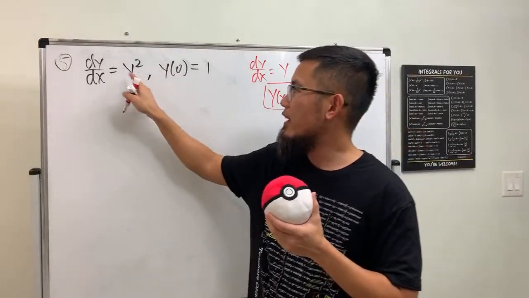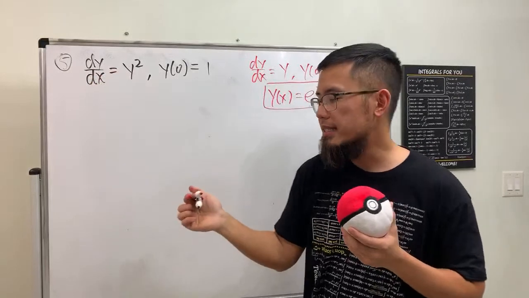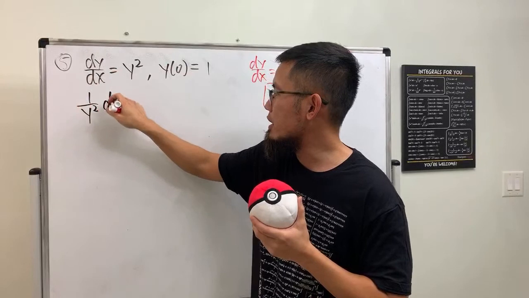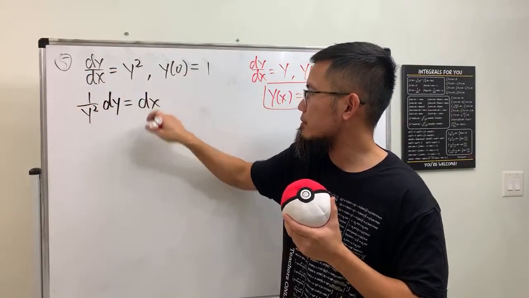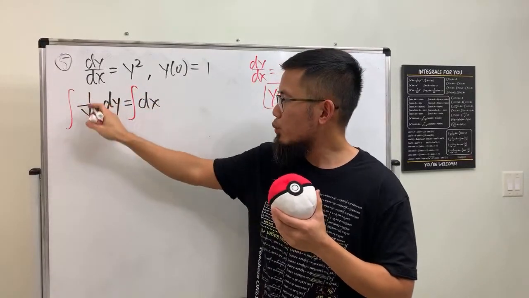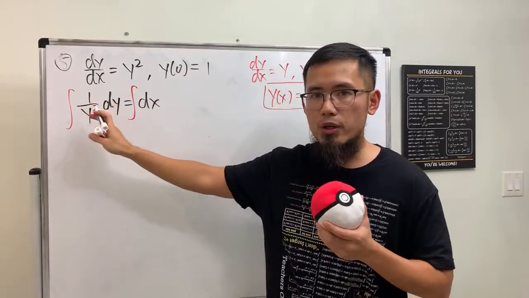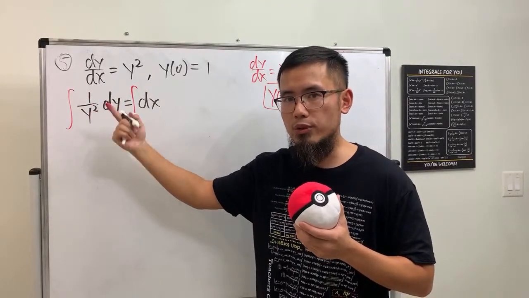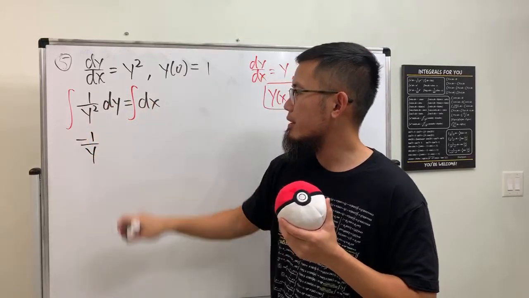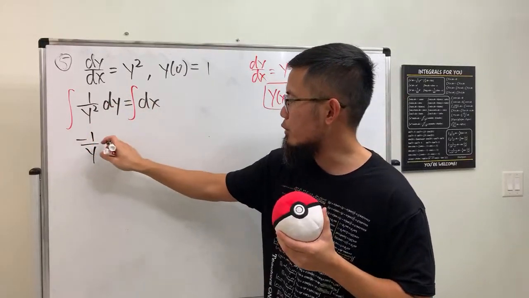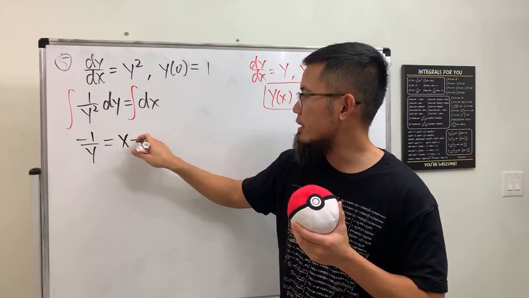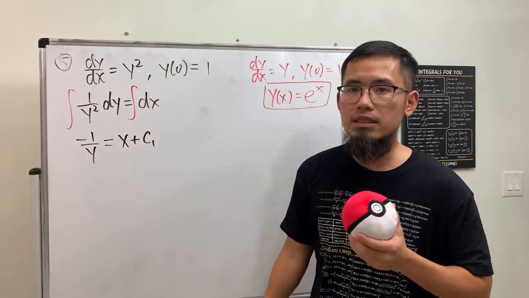All right, divide on both sides and multiply by dx on both sides. So we're looking at this as 1 over y squared, and then we have the dy, and then the dx. From here, go ahead and integrate both sides. Integrating 1 over y to the second power is the same as integrating y to the negative 2. Do whatever you want to do. You get negative 1 over y, and don't worry about the plus c, just put it down on the right hand side. Integrating dx, we just get x, and then here we go, plus c1, the first constant.